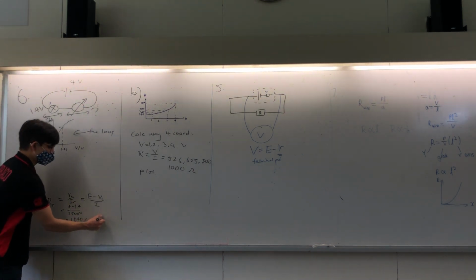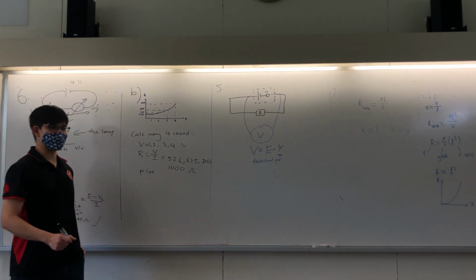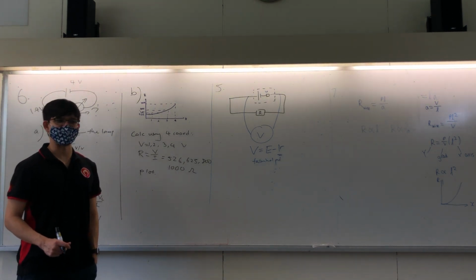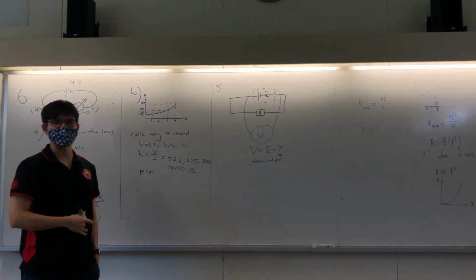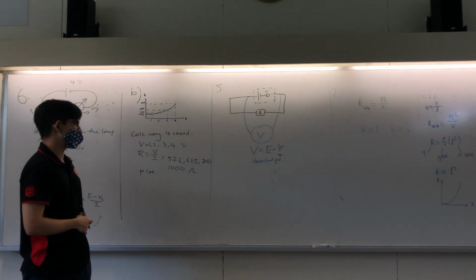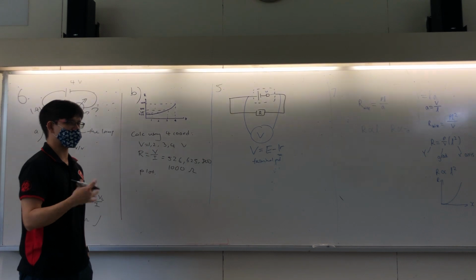Okay, so this part's doable, right? So JJ made a careless mistake. He didn't see the question asking for the variable resistor, or he thought that the graph was for the variable resistor. Okay, here, second part. Tell us what you have learned.